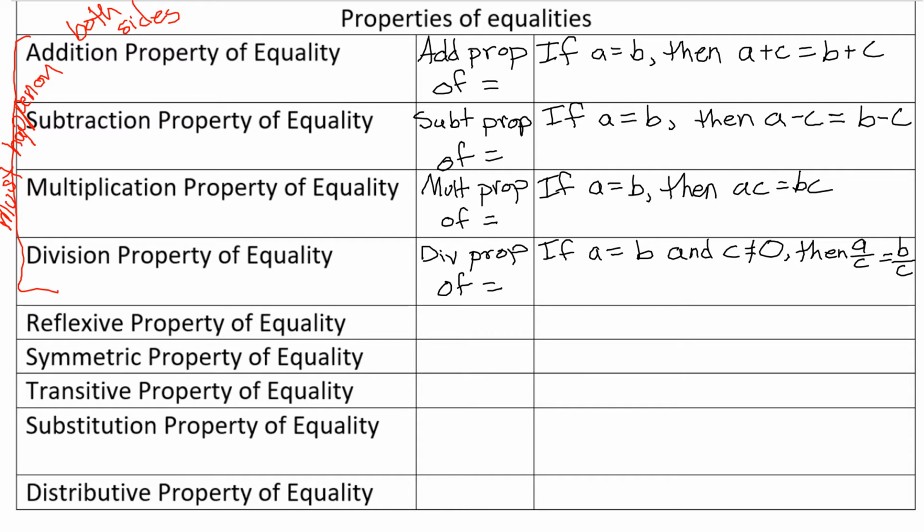Okay, then those next three I'm going to skip over for the second because those are the three that you haven't seen before. And we're going to go down to substitution property of equality. And our abbreviation is SUBS. Make sure you've got that S at the end, because if you don't have that S at the end, you're not going to get credit.